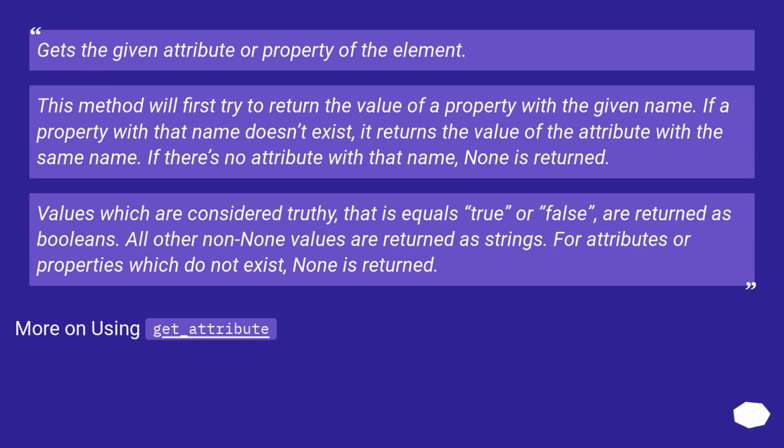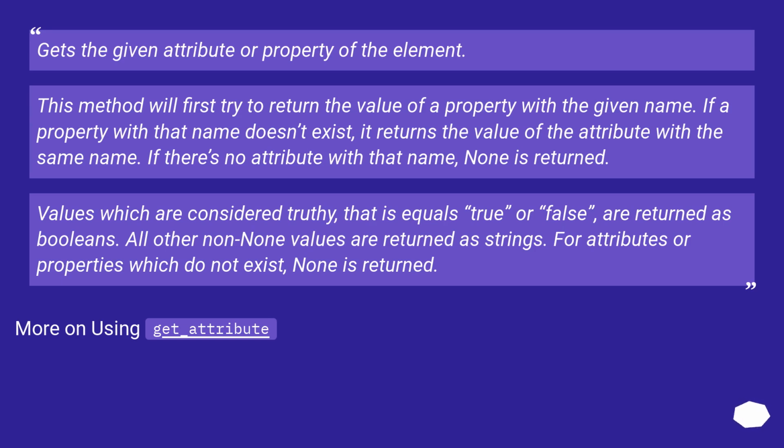This method will first try to return the value of a property with the given name. If a property with that name doesn't exist, it returns the value of the attribute with the same name. If there's no attribute with that name, none is returned. Values which are considered truthy, that is equals true or false, are returned as booleans. All other non-none values are returned as strings. For attributes or properties which do not exist, none is returned.